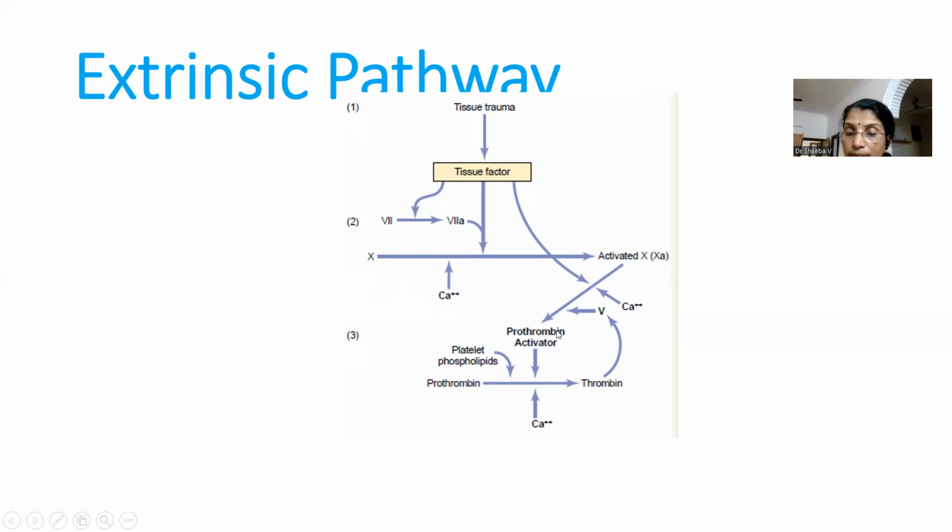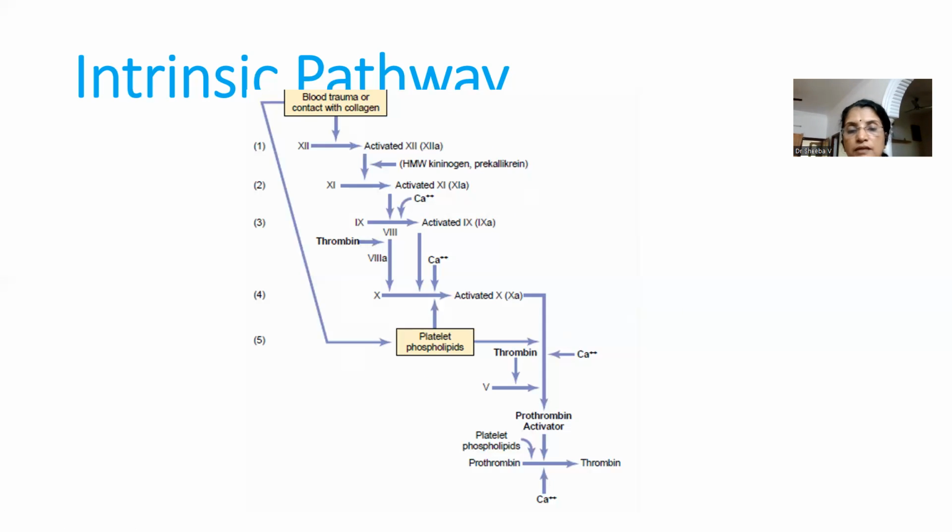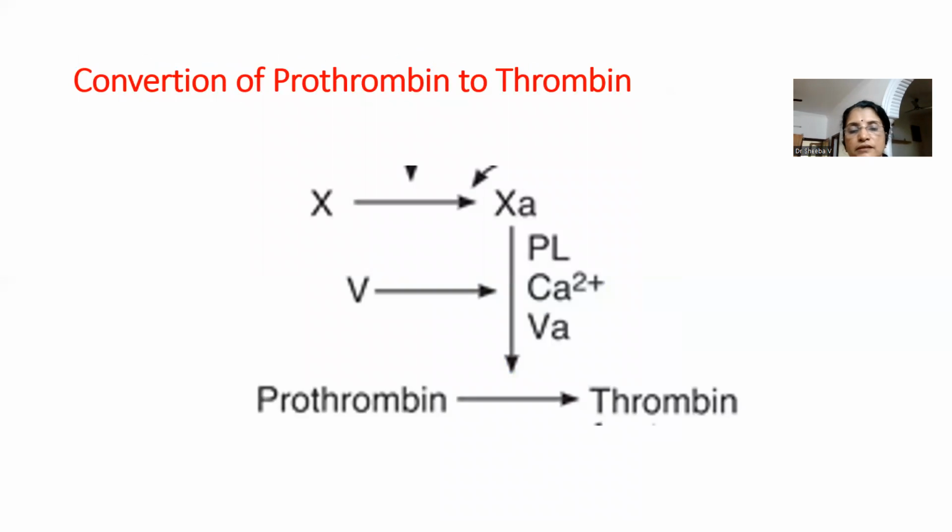Now the prothrombin activator complex is formed. This prothrombin activator complex, activated factor 10 plus calcium plus factor 5, acts on prothrombin. Prothrombin is an unstable protein having a molecular weight of about 68,000. It can be converted to thrombin by the prothrombin activator complex.